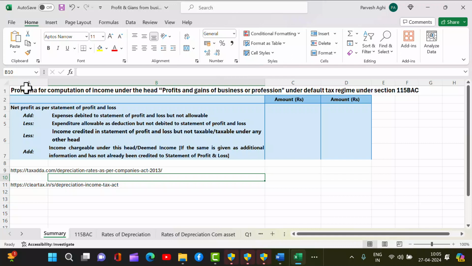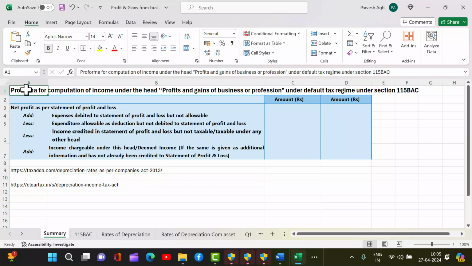From that perspective, it is very important. Here is the pro forma for computation of income under the head profit and gains of business under the default tax regime. The default tax regime means certain exemptions are not available to you. But if you opt for the normal tax regime, then some exemptions will be available. I'll keep talking about that also. The format is the same, with little differences.